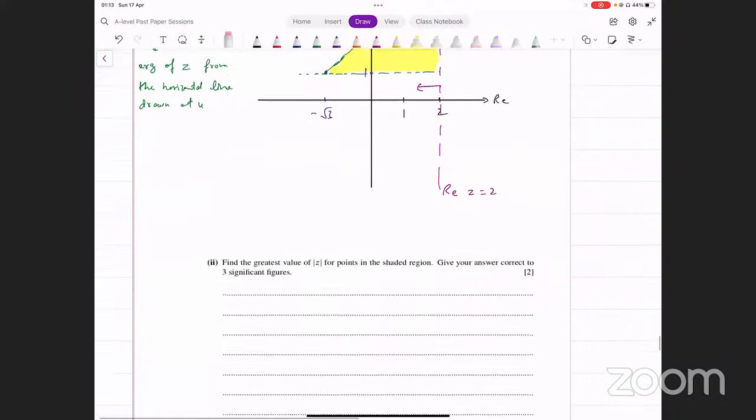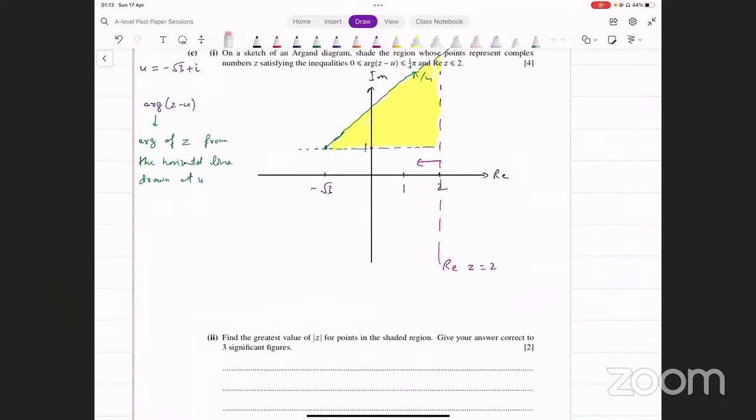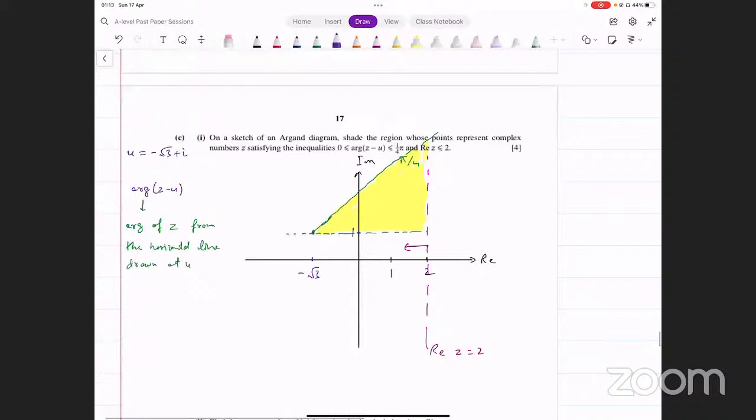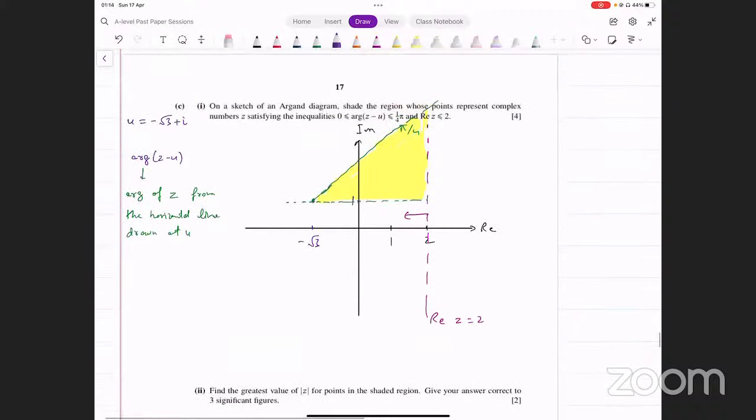That was this part. Now it says find the greatest value of modulus of z for points in the shaded region. Give your answer correct to 3 significant figures. Modulus of z का क्या मतलब है? Distance from the origin. Origin से maximum distance आपका कहाँ पर है? इस triangle के अंदर. You can see that here. ये जो point आपके पास यहाँ पर होएगा, इसका maximum distance है. तो इसका distance आपने find करना है origin से. ये distance find करना है. ठीक है?